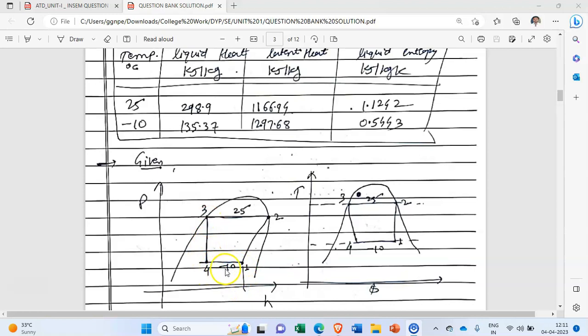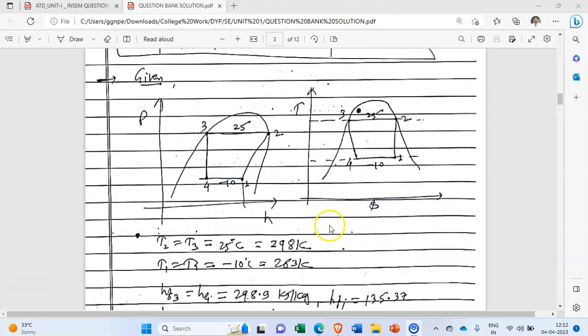Here the evaporation temperature is given as minus 10 degrees Celsius, and for 2 to 3, 25 degrees Celsius is the condenser temperature. Now if you see this diagram on the TS, 1 to 2 is an isentropic process, a straight line, 2 to 3 is condensation, 3 to 4 is the expansion process, and 4 to 1 is the evaporation process. So I hope you got this diagram.